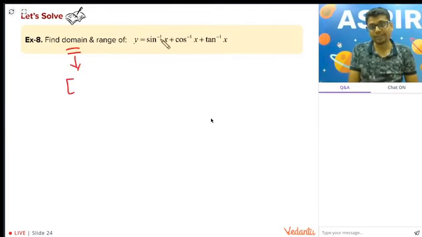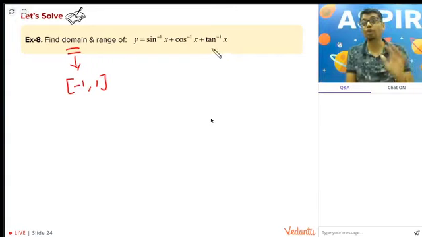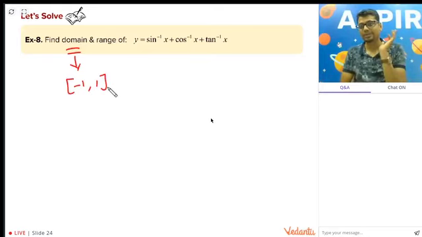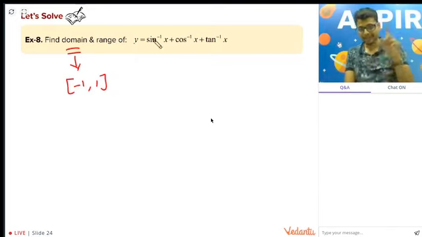The domain of sin inverse x and cos inverse x is minus 1 to 1 closed. What is the domain of tan inverse x? It is all real values. But the domain will be taken as the intersection, so the domain will be minus 1 to 1 closed. Vishal, it will be minus 1 to 1 closed. I hope it is clear. Of all three terms combined, the domain is the intersection, minus 1 to 1 closed.